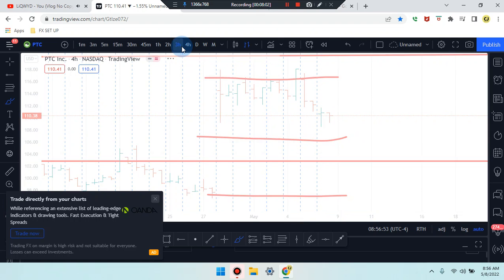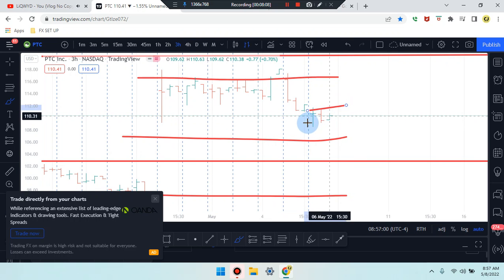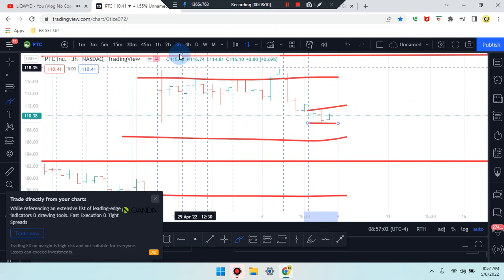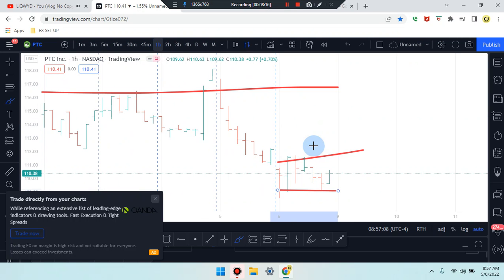Head down to the 3-hour. Let's see what's going on. Price action is a bullish candle, green. So market is still in that area of consolidation, no breakout yet. Headed down to the 2-hour, same as well. The 3 and 2 are identifying the same thing. Headed down to the 1.